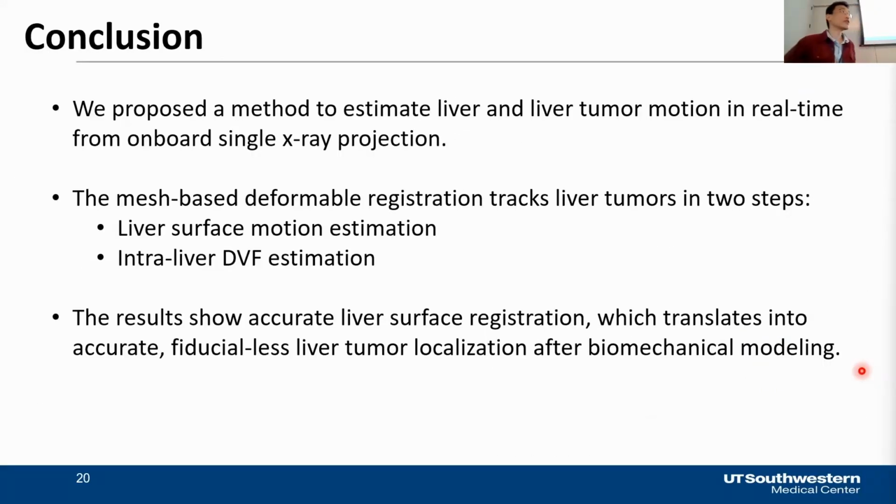To summarize, I showed you our proposed method to estimate liver and liver tumors from a single onboard X-ray projection. Our method is a 2-step registration-based scheme. In the first step, we estimate the liver surface deformation using a deep learning model. Then we combine it with the biomechanical modeling to track liver tumors. Our results have shown that accurate surface registration will translate into accurate tumor localization after the biomechanical model.